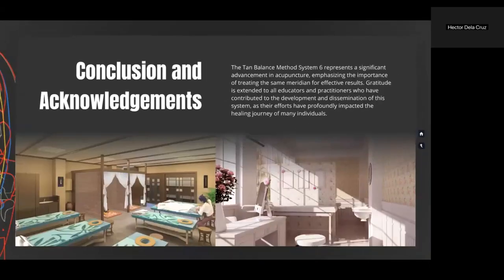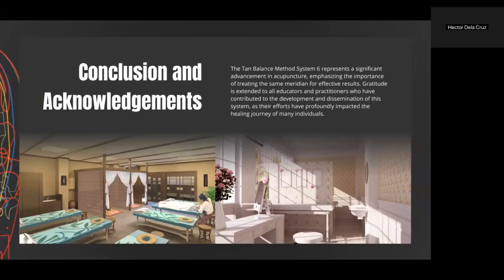The Tan Balance Method System 6 represents a significant advancement in acupuncture, emphasizing the importance of treating the same meridian for effective results. Gratitude is extended to all educators and practitioners who have contributed to the development and dissemination of this system, as their efforts have profoundly impacted the healing journey of many individuals.